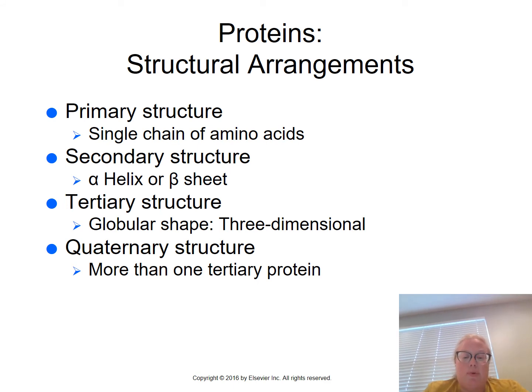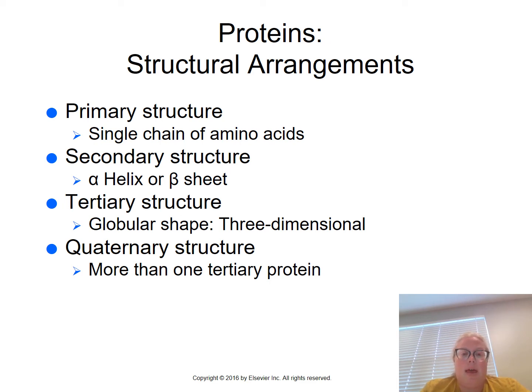So examples of a primary structure protein are small hypothalamic hormones such as the gonadotropin releasing hormone and thyrotropin releasing hormone. So that's GRH and TRH. Gonadotropin releasing hormone is GRH and the thyrotropin releasing hormone is TRH. Those are examples of primary structure proteins.